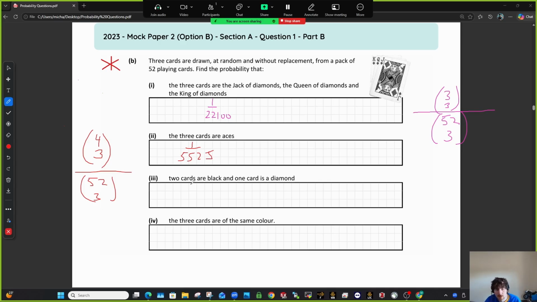Okay. So the way to do this is, see this word "and" as well here, that means we're going to be multiplying something. So we want to pick 2 cards from the black cards. So there's 26 black cards. Choose 2 of them, and we're going to multiply this together with picking 1 diamond, which is 13 choose 1. And then we'll divide that by the total number of ways of picking out 3 cards from the pack.